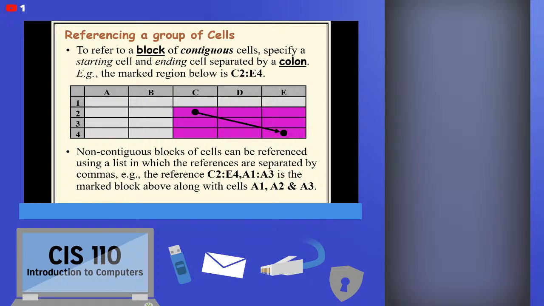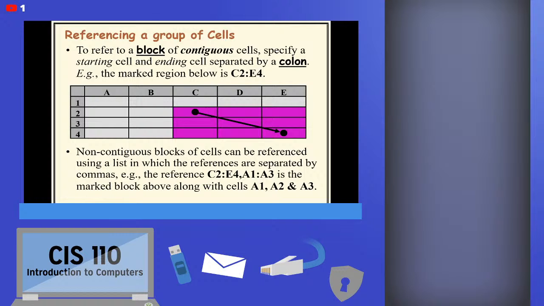C2 would then be our starting cell, all the way to E4, which is our ending cell. And we can see that represented here. That's if we want one big contiguous block of cells. Now, if we want non-contiguous blocks of cells, like this one big block plus another littler block, we can just add other blocks to our reference with commas. So non-contiguous blocks of cells can be referenced using a list in which the references are separated by commas.